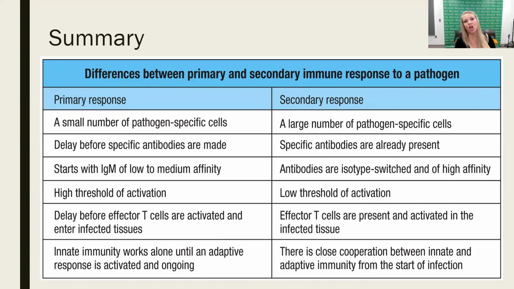Primary immune response takes longer to get going than the secondary immune response. Primary immune response starts with IgM, where the secondary immune response doesn't even waste its time on IgM and really just starts putting out IgG, IgA, maybe IgE, depending on the pathogen. High threshold for activation: B7 has to bind to CD28. There has to be co-stimulatory molecule sent, multiple signals. Not so much for the secondary immune response. Those memory cells are ready to go.